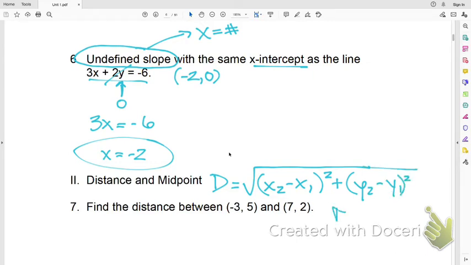Your midpoint formula, now your midpoint is a point, right? So it's like an x comma y. Your midpoint is x1 plus x2 divided by 2, y1 plus y2 divided by 2. Kind of ran out of room there. So take a minute and try 7 and 8 on your own paper.